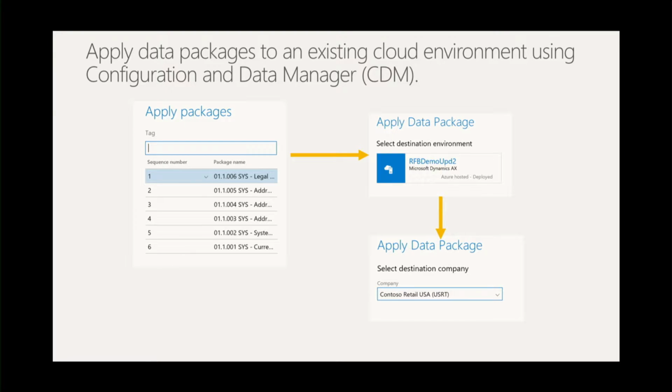So as you're applying data packages, if you are applying them sequentially, you can select the sequence, in what order they want to be applied. You select the destination environment, you select a company or a legal entity that you're applying to, and then you hit apply.